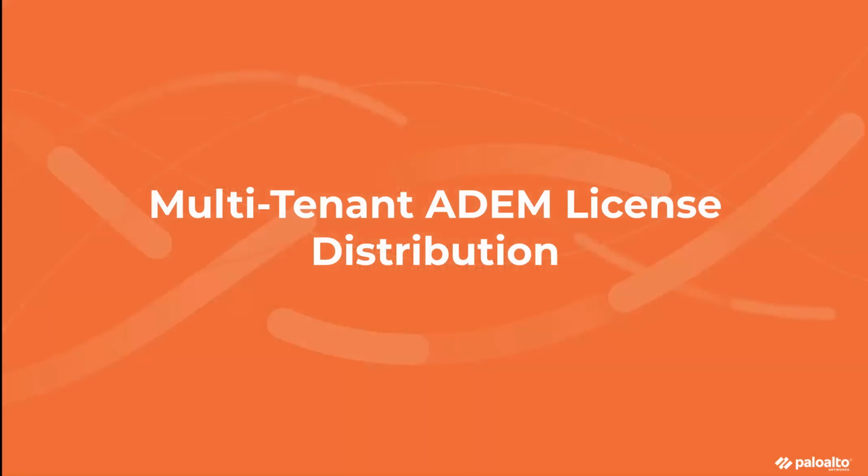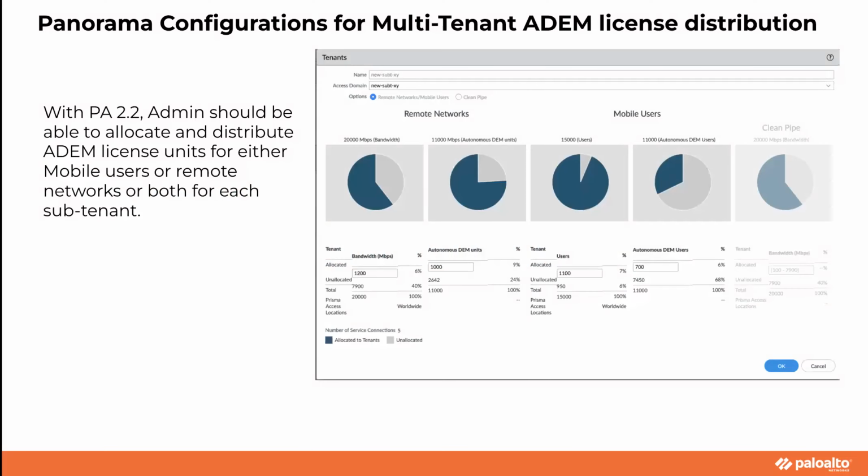Multi-tenant ADEM license distribution. If you're using multi-tenant with Prisma Access 2.2, you should now be able to allocate a distribution of ADEM license units for either your mobile users or remote networks or both, and subtenants. The minimum number of units you can allocate is 200. After you allocate ADEM units for a tenant, you can add or remove those units later on as well.